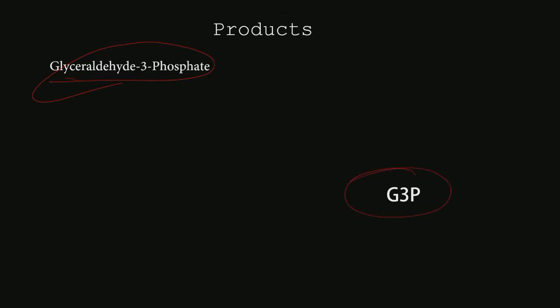Okay, so let's talk about the products. And yes, there's only one product: glyceraldehyde 3-phosphate, otherwise known as G3P. Glyceraldehyde 3-phosphate is a 3-carbon molecule, and we need a 6-carbon molecule for glucose. So how does this happen? Well, it's just as you would think it would happen. You just add another 3-carbon molecule, and you get the 6-carbon molecule, or glucose.